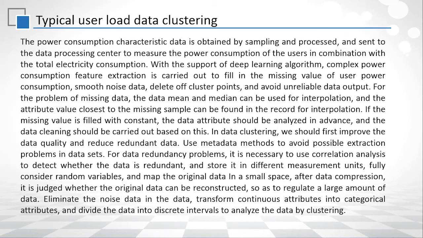The power consumption characteristic data is obtained by sampling and processed, and sent to the data processing center to measure the power consumption of the users in combination with the total electricity consumption. With the support of deep learning algorithm, complex power consumption feature extraction is carried out to fill in the missing values of user power consumption, smooth noise data, delete outlier cluster points, and avoid unreliable data output.